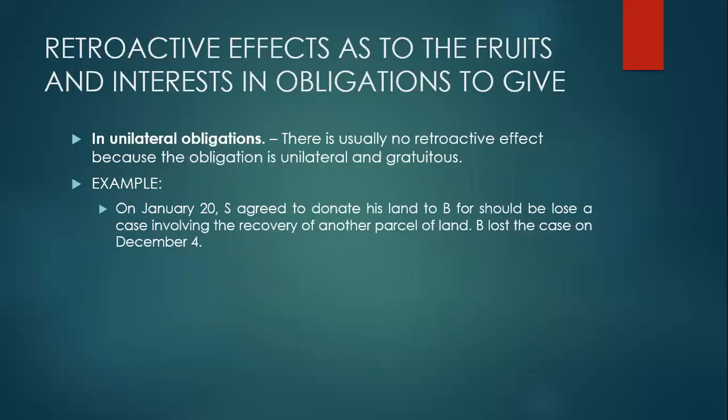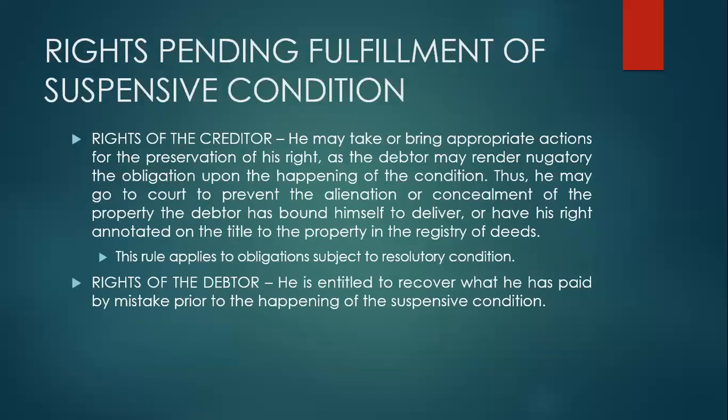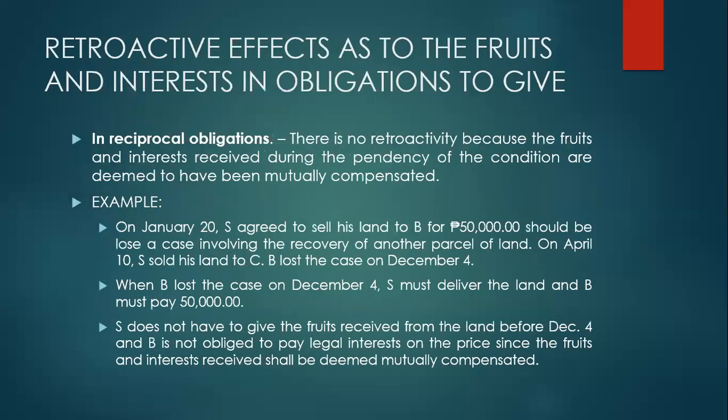So, applying this provision of the law, the right of the creditor is that he can take or bring appropriate actions to preserve his right. Here in the given example, B is the creditor of S, right? So while the condition is not yet fulfilled, from January 20 to December 4, B can actually file a case against S in order to protect his right because S sold the land to C.